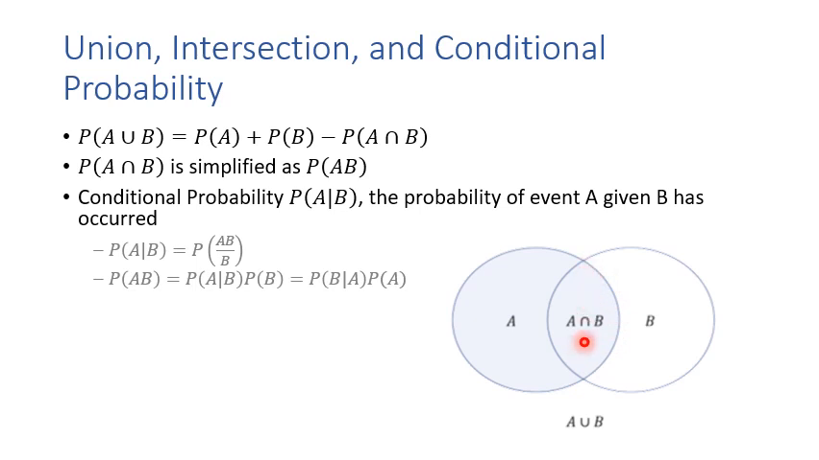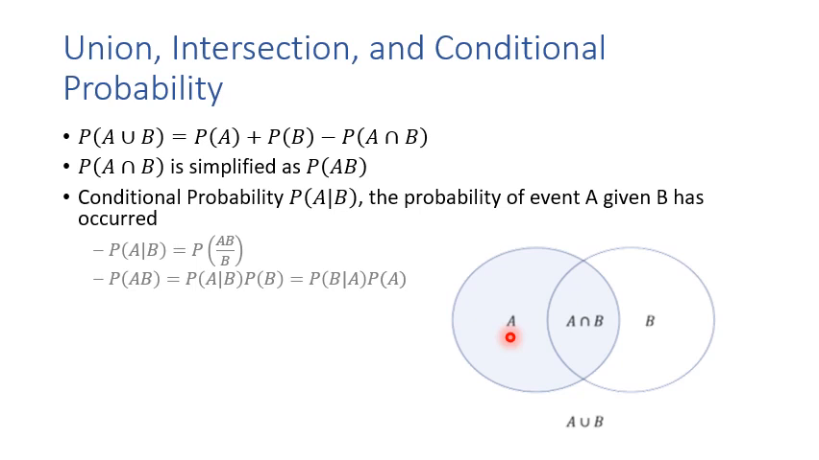This symbol is called intersection. A intersection B: the elements in this area exist in both set A and set B. Another concept is the union. Union means that all the elements in set A or set B or in both set A and B are in this union. So union includes all the areas inside the two circles.